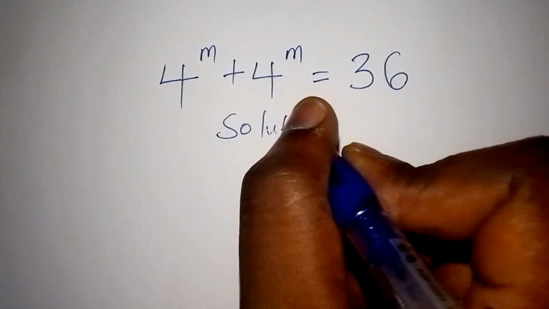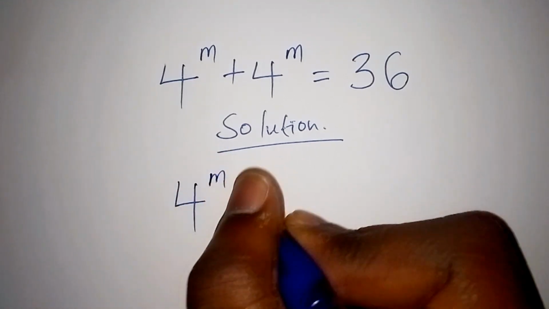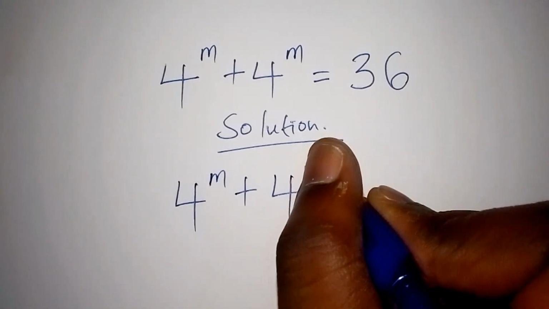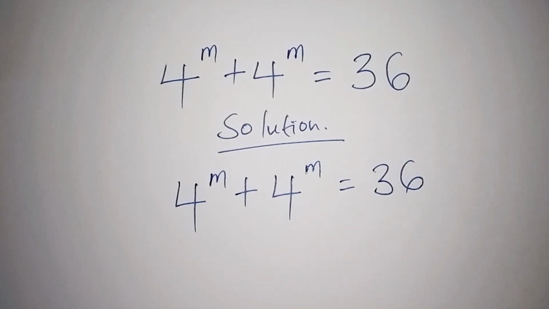On our solution, this is the maths problem that we have. We have 4 to the power of m plus 4 to the power of m, which is supposed to give us 36. Here we are just to find the value of m. This is what we are told to find out.